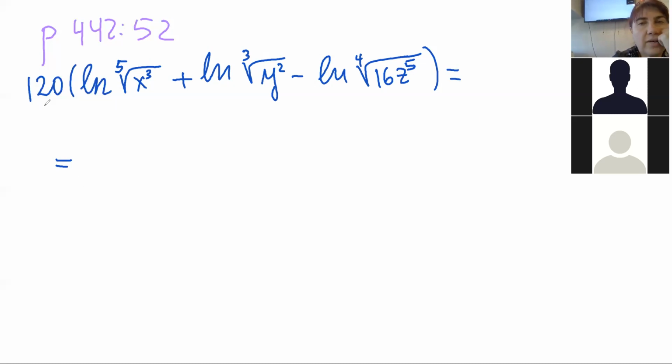I suggest leaving the 120 in front until the last moment. Make the exponents rational. So actually, let's make it a little higher here. To give it a try, you can do this. So the 120.